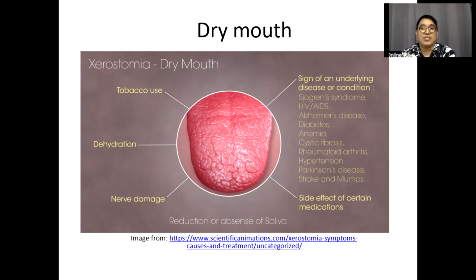Next, dry mouth or xerostomia. This is found in Sjogren's syndrome, which is an autoimmune disease characterized by dry mucous membrane. So they will need artificial tears, artificial saliva, or you can ask them to chew on sugarless gum or ice chips. This is found in, once again, Sjogren's syndrome.